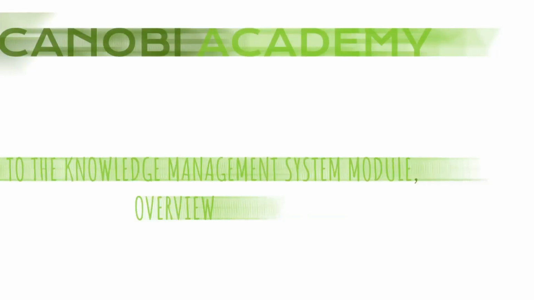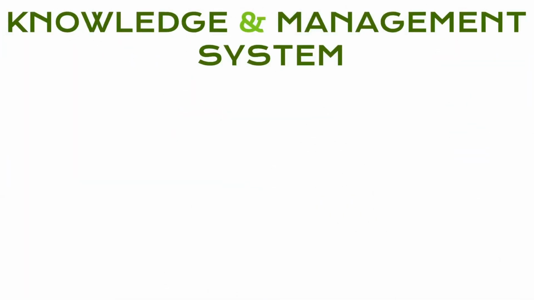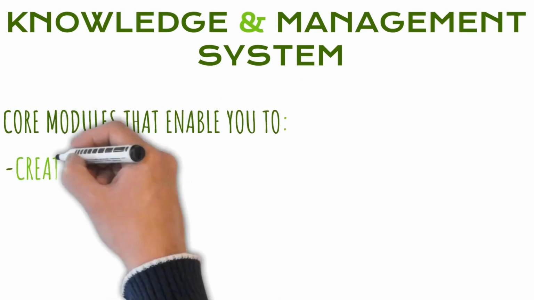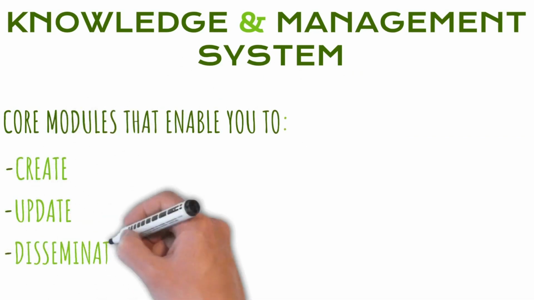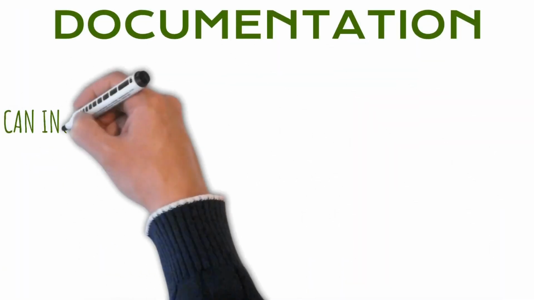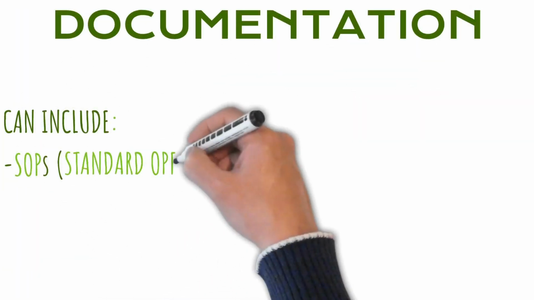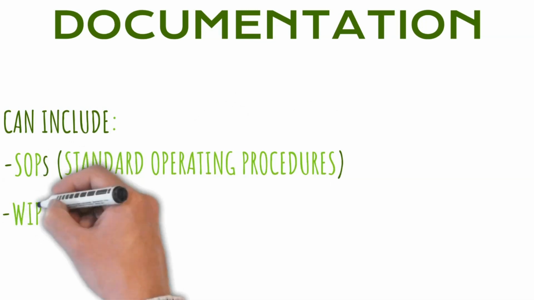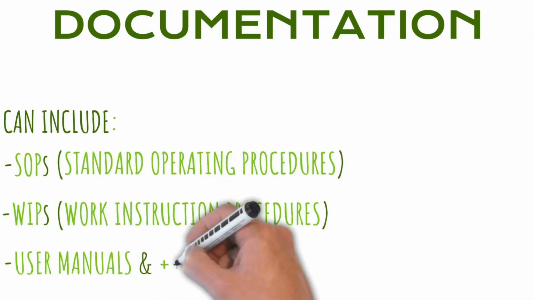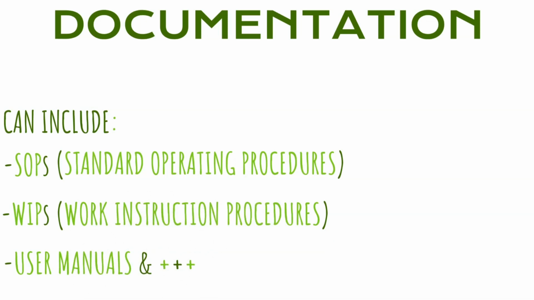Let's begin. The Knowledge and Management System modules in Canobi are core modules that enable you to create, update, and disseminate documentation within your organization. This documentation can include SOPs, Standard Operating Procedures, WIPs, Work Instruction Procedures, user manuals, as well as any other type of documentation your company needs.